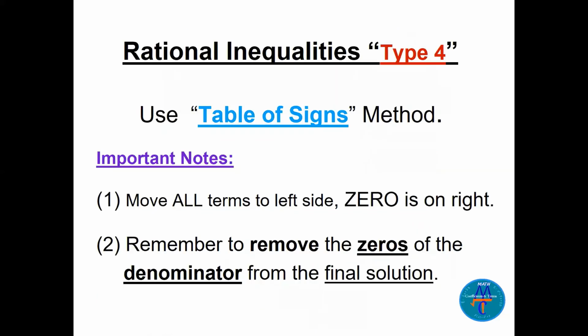Now, if you go to type number 4, rational inequalities, good news here: we have to use the same table of signs as the polynomial. Move all terms to the left side. Remember that. Move all terms to the left side, 0 on the right. Then you combine the fractions to find the zeros and make a table.